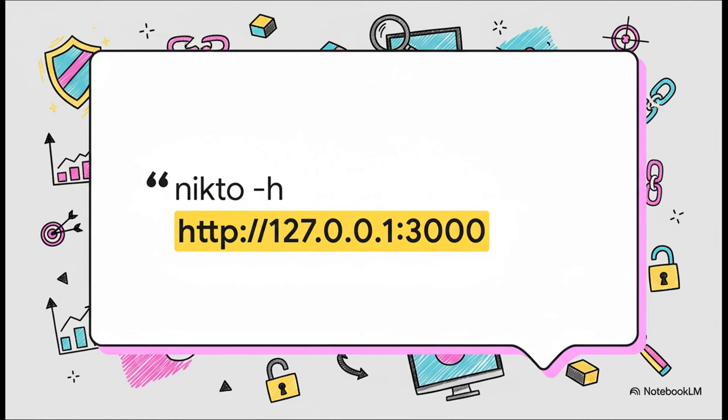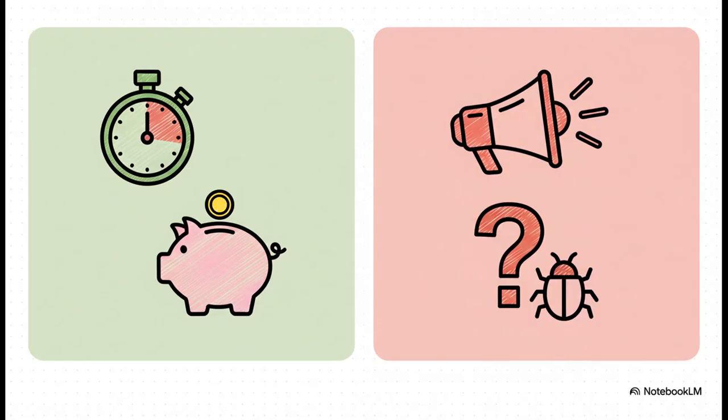And this is what it looks like in action. It's super straightforward. An analyst just points Nikto at a web address, and bam, it runs through thousands of checks and reports back anything that looks fishy. It's a fantastic first-pass tool, for sure. But like any tool, it has its trade-offs.